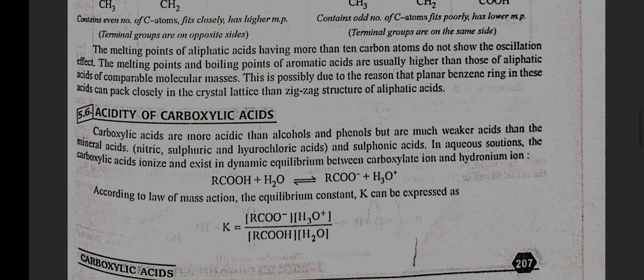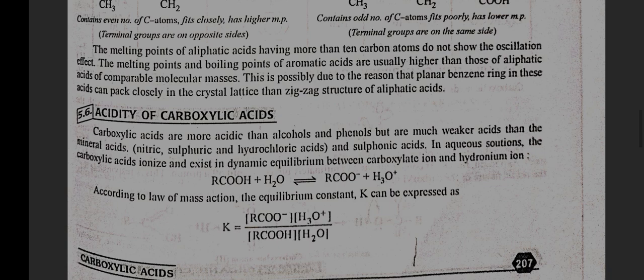The melting point and boiling point of the aromatic acids are usually higher than those of aliphatic acids of comparable molecular masses. This is possibly because the planar benzene ring in these acids can pack more closely in the crystal lattice than the zigzag structure of aliphatic acids.